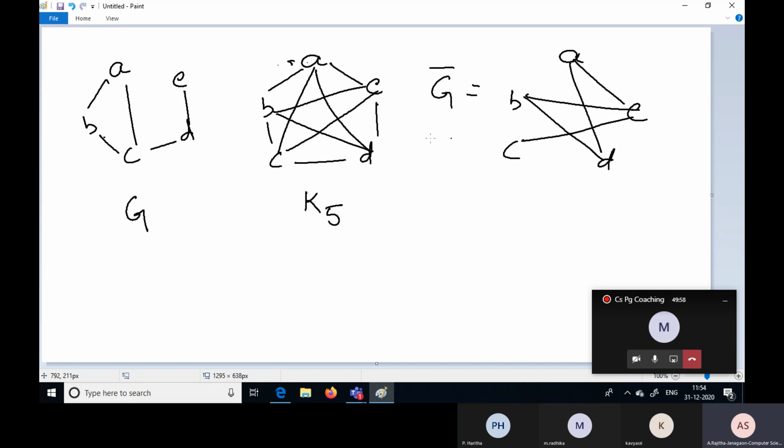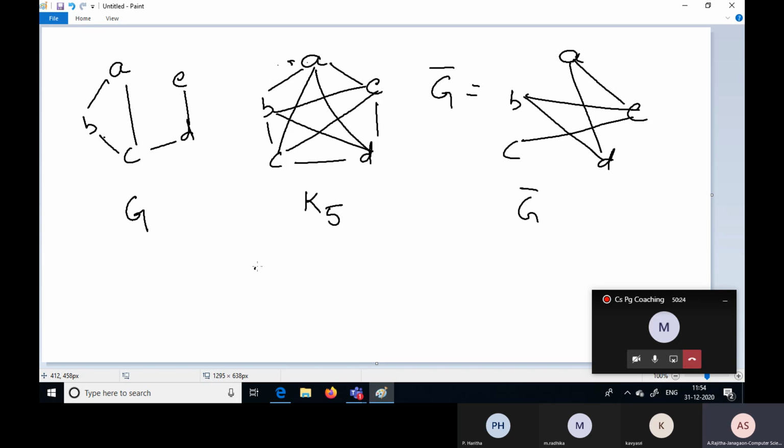And coming to D, for D to C and D to E, this one is there and this one is there. Next, D is completed. For E, there is an edge E to D, so we do not take this one, and the remaining three, E to A, E to B and E to C. So this is the G complement.